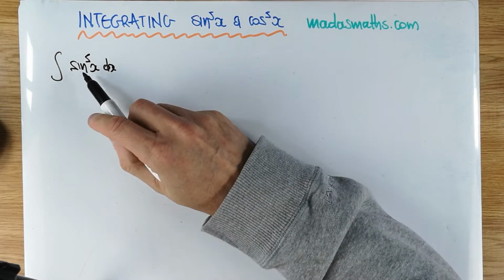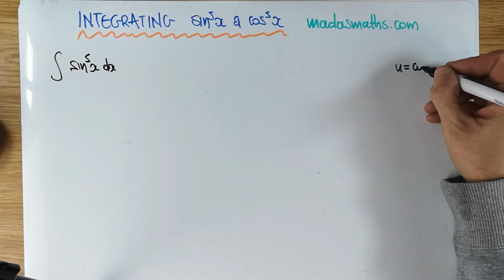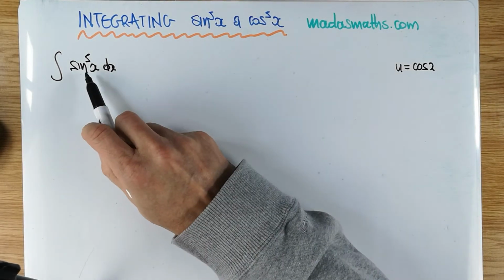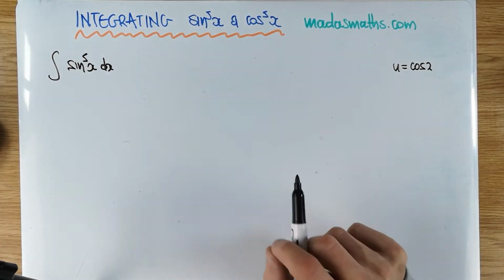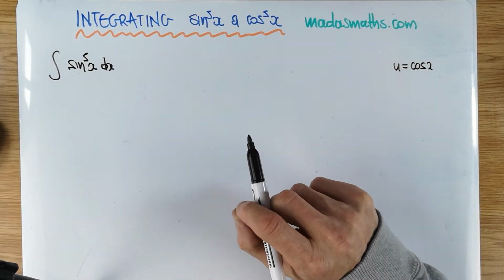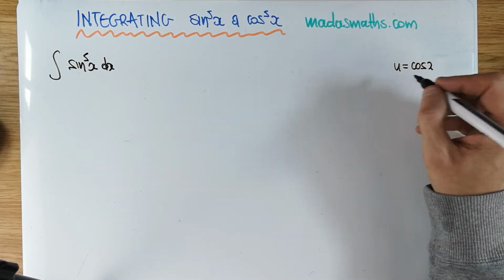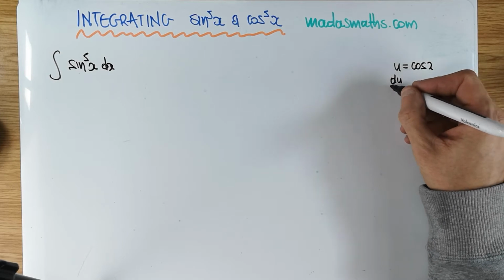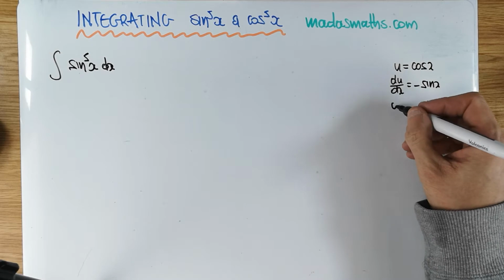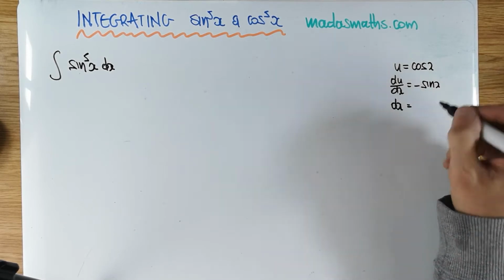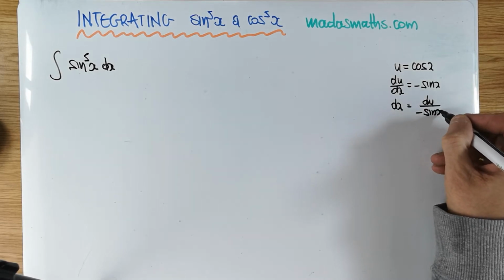If we have to integrate sine to the 5, the substitution that we use is u is equal to cos of x. The same way if we had cos to the 5 of x, we'll be using u is equal to sine of x. It works exactly the same way as the sine cubed and cos cubed. So let's proceed with the substitution. Differentiate it, du by dx is equal to negative sine x, and rearrange to make dx the subject. So dx on this side will give us du over negative sine of x.